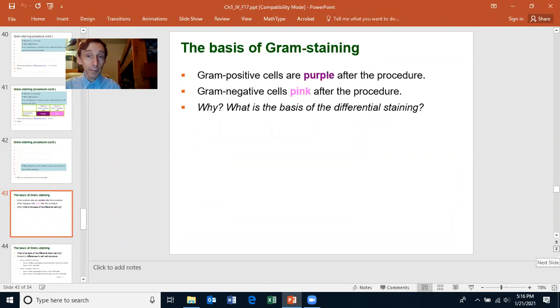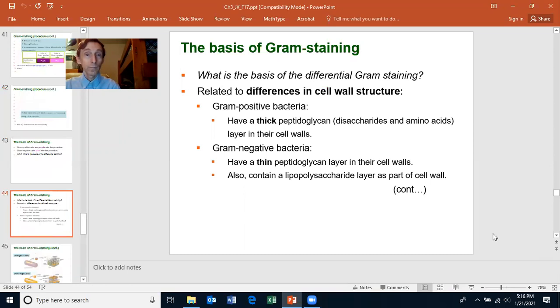So the gram-positive cells are purple after the gram stain. The gram-negative cells are pink. Why? What's the basis for the differential staining? The difference is related to the differences in the cell wall structure. The gram-positive bacteria have a very thick peptidoglycan layer. We'll talk a little bit more about what peptidoglycan is in a future lesson. You'll see it a little bit in just a minute, the next slide. But it's a disaccharide and amino acids.